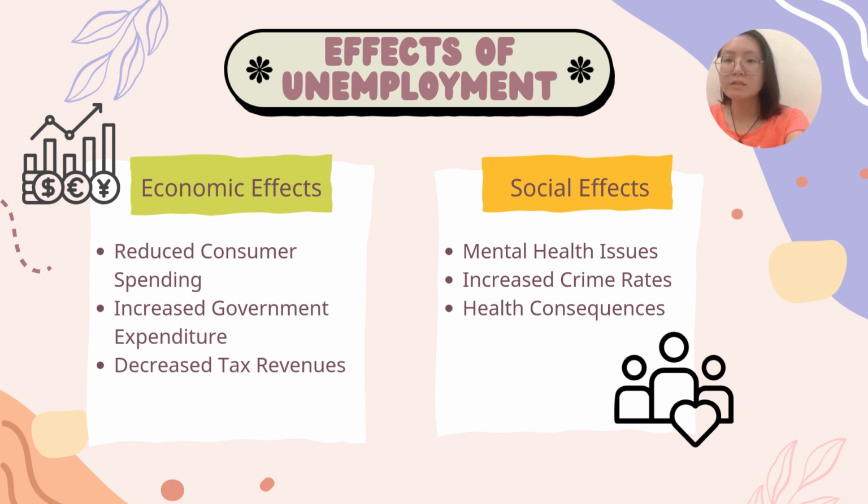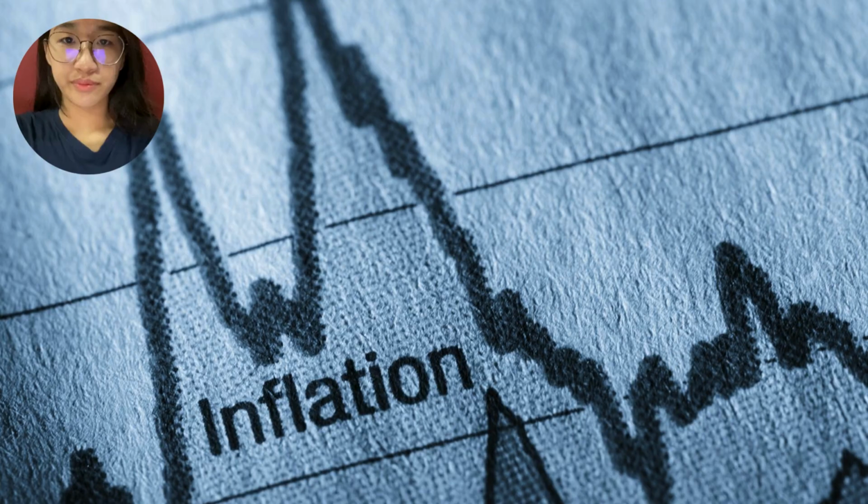For the social effects, the first is mental health issues. Unemployment can lead to significant mental health problems, including increased stress and depression. The loss of a job often affects an individual's self-esteem and identity. The second is increased crime rates. High levels of unemployment can drive some individuals to engage in illegal activity to support themselves or their families, leading to a higher incidence of theft, burglary, and other crimes. The last is health consequences. Unemployment can lead to physical health problems due to stress, poor nutrition, and reduced access to health care.